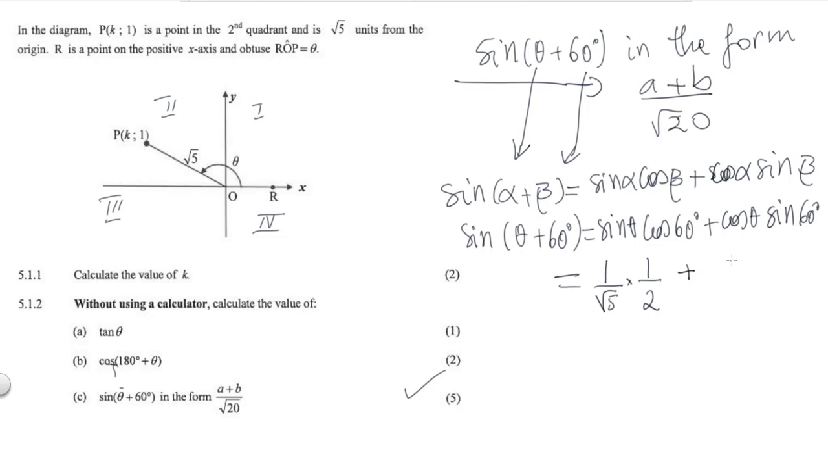Okay, so then we have cos. Remember, cos is x over r, which means minus 2, which is the value of x, divided by square root of 5. And then sine 60 degrees is square root 3 over 2.